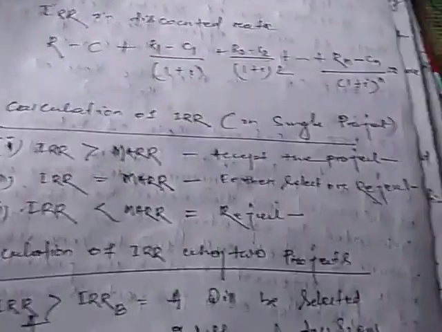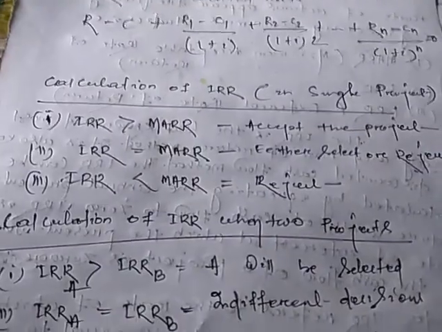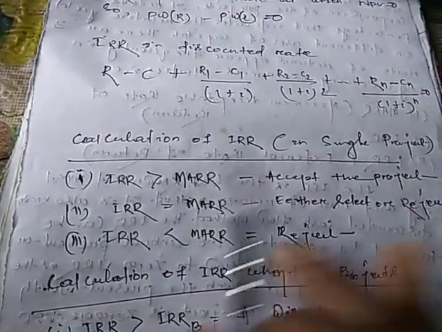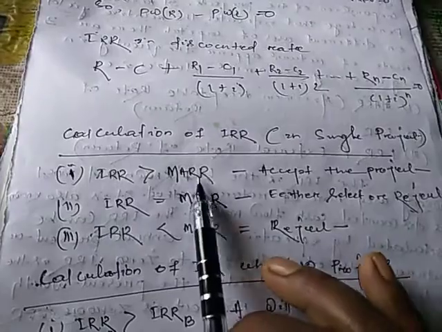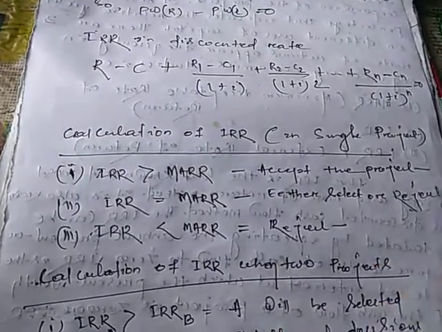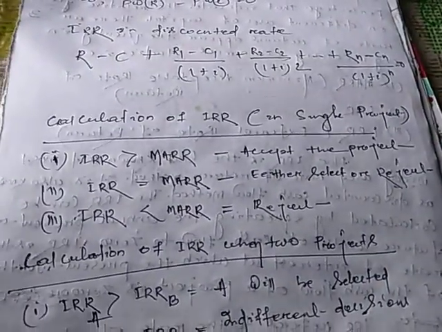there are different kinds of projects. One is a single project and the other is a comparison project. A comparison project means two projects must be available, and a single project means one project. So when IRR, internal rate of return, is more than the minimum acceptable rate of return, that particular single project will be accepted.